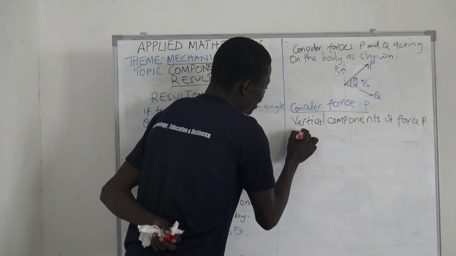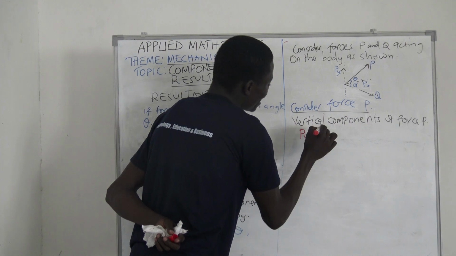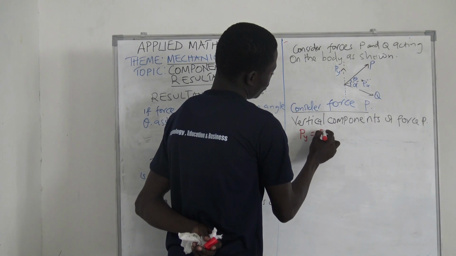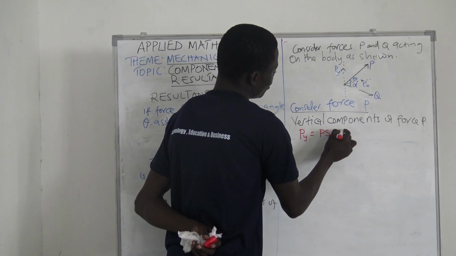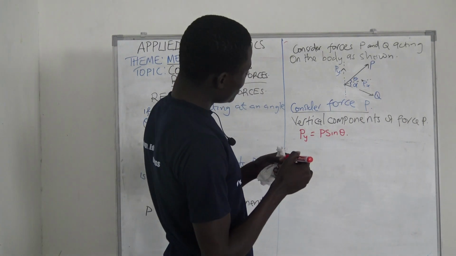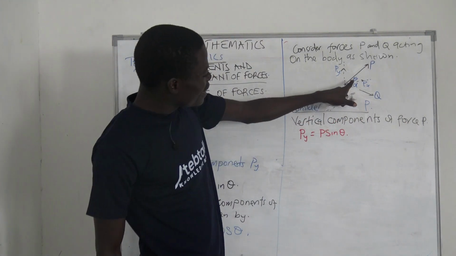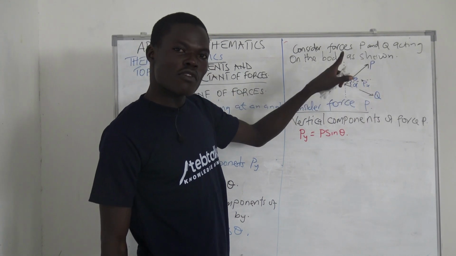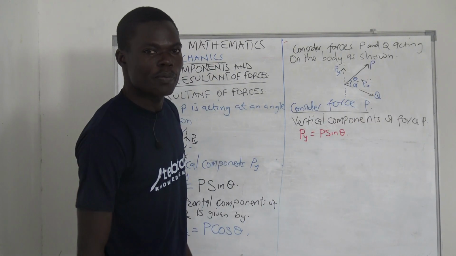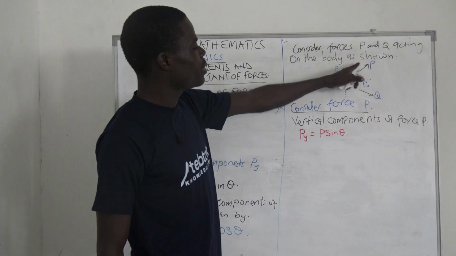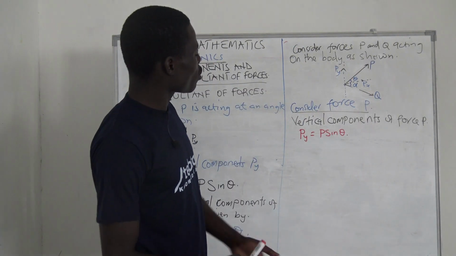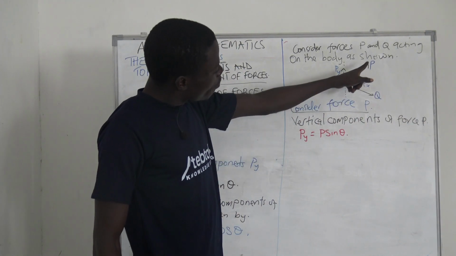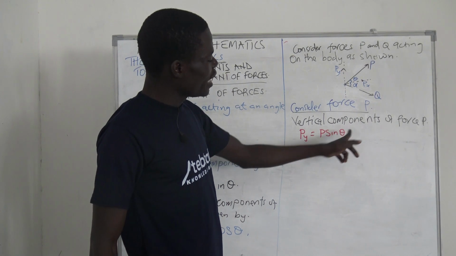which is our Py, is given by P sine star. Why is it sine star? Because this force P is acting at an angle star to the horizontal. This angle alpha is not for force P but is for force Q. So the vertical component of force P is given by P itself times the sine of the angle, which is P sine star.